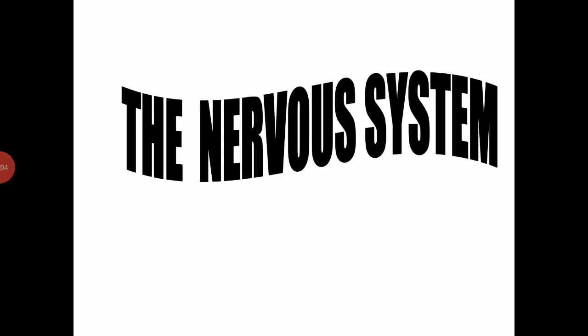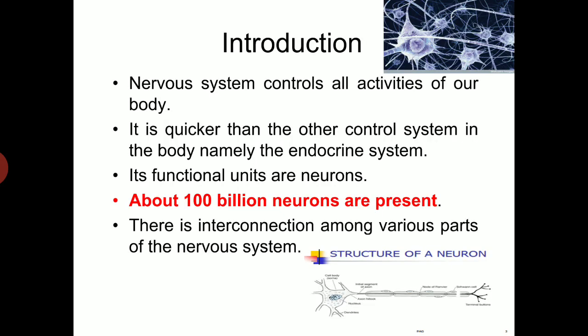Today's topic is the nervous system. Introduction. The nervous system controls all activities of our body. It is quicker than other control systems, for example, the endocrine system. Its functional units are neurons, and about 100 billion neurons are present. There is an interconnection among various parts of the nervous system.